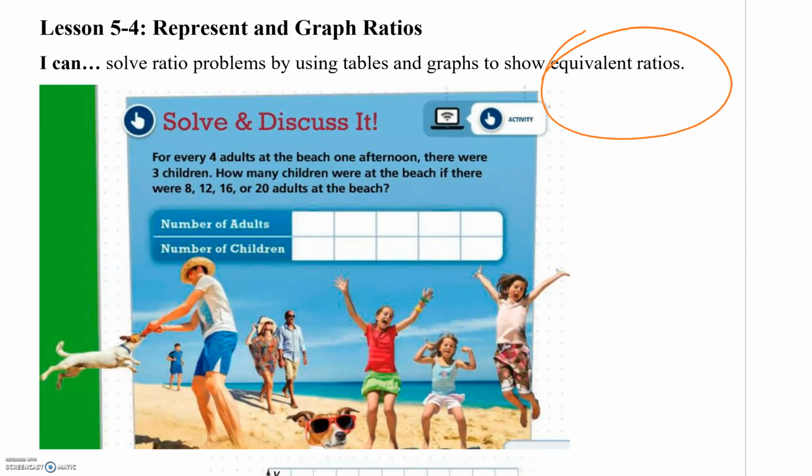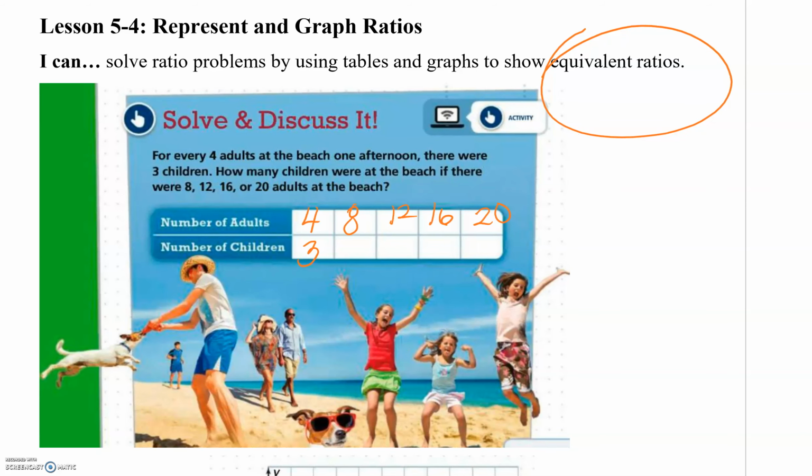As always, you guys can pause the video, try it on your own, and then compare answers to what I would have. So you can use the table here to help you with this. We did this with our double number line. As we can see, each one up here increases by 4 each time, so we can take that same ratio and use that 3 and increase each one of these by 3 each time, to figure out what our ratios would be from number of adults to children at the beach.